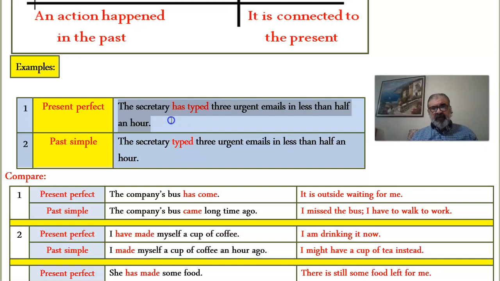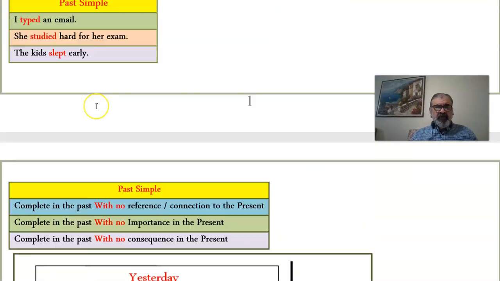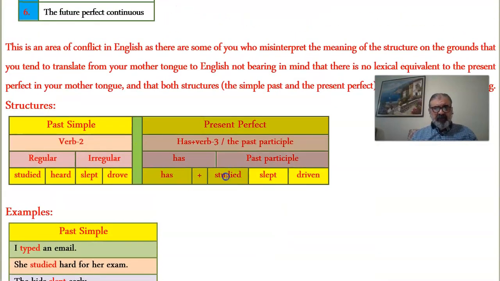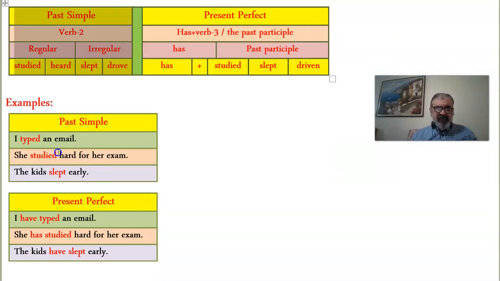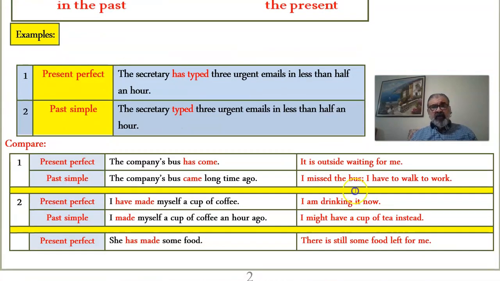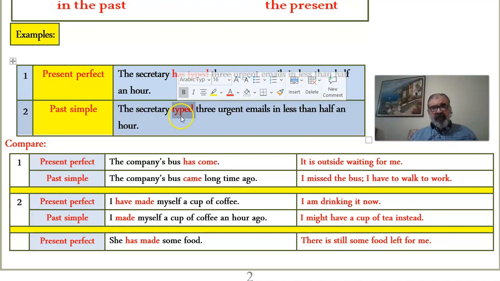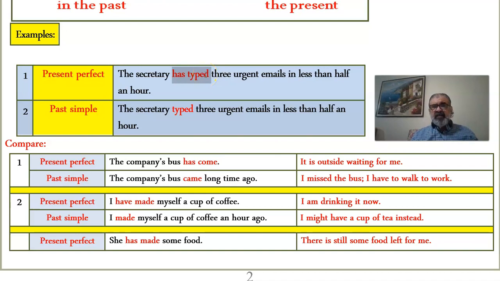The secretary has typed 3 urgent emails in less than half an hour. This is present perfect. We depend on the structure to tell whether it is present perfect or past simple, but that's not enough. Now the meaning is more important. What does that mean? Here the 3 emails are still there. She needs to go to the manager, to her boss, and ask for his approval on the 3 emails, or she's going to ask someone, a colleague, a workmate, someone who works in the same office, to have a look at these emails before she forwards them.